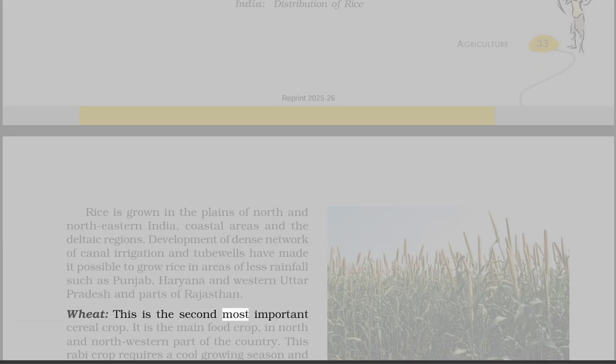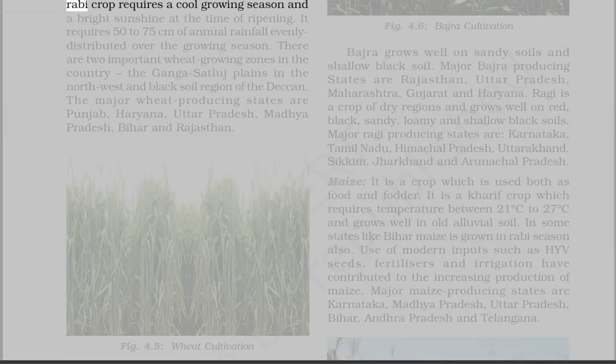Wheat. This is the second most important cereal crop. It is the main food crop in north and northwestern part of the country. This rabi crop requires a cool growing season and a bright sunshine at the time of ripening. It requires 50 to 75 centimeters of annual rainfall evenly distributed over the growing season. There are two important wheat growing zones in the country, the Ganga-Satluj plains in the northwest and black soil region of the Deccan. The major wheat producing states are Punjab, Haryana, Uttar Pradesh, Madhya Pradesh, Bihar, and Rajasthan.